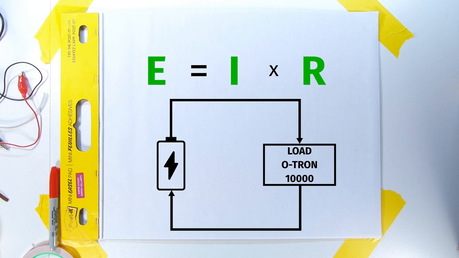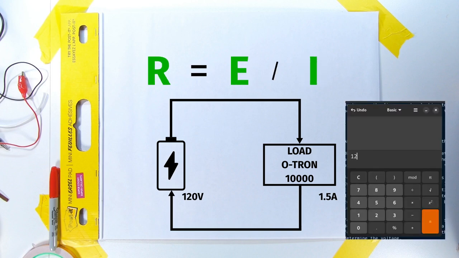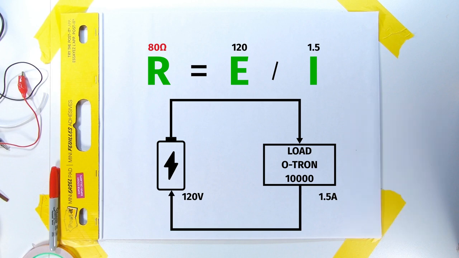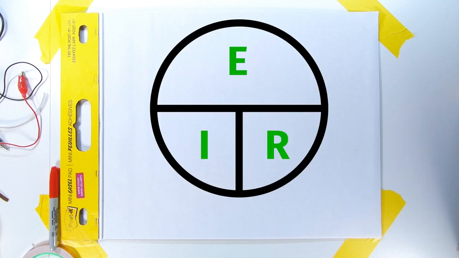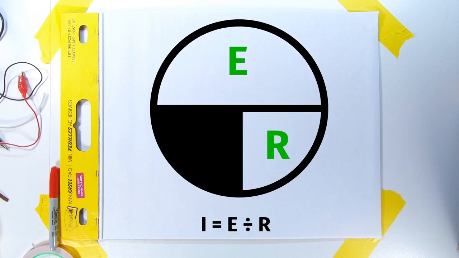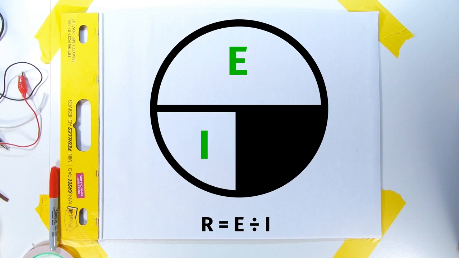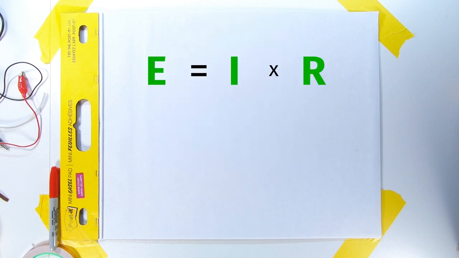Somewhat more usefully, if you pass a voltage through a load and can measure the current being consumed, you can figure out just how much that resistance is. Going back to mains wiring, we have a 120-volt supply, and our Lodotron is consuming 1.5 amps. We once again algebra our equation to R equals E divided by I, and that gives us 80, so our load has a resistance of 80 ohms. Much like the power relationships equation, there is a similar circle helper for Ohm's law, but I have an easier time remembering the equation than I do the circle, so here it is.